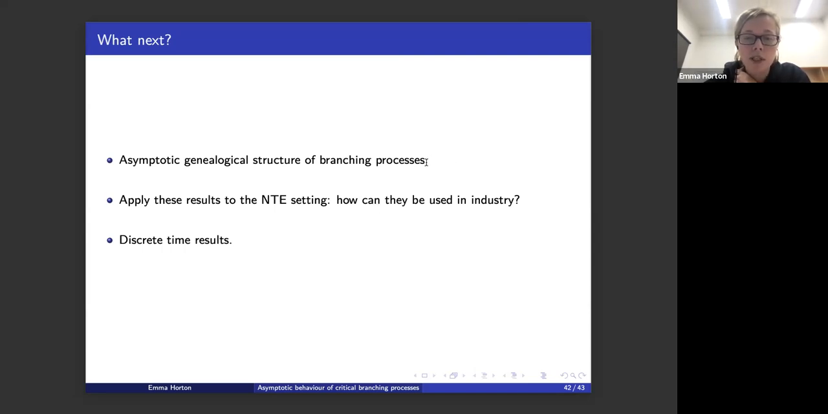We also have started, with Simon Harris, Andreas Kyprianou, and Ellen Powell, to look at the asymptotic genealogical structure of these critical branching processes. So we've shown that a many-to-few formula exists. And now we want to say, okay, if we condition the whole tree to be very large, what's the asymptotic structure of this tree? And we show it converges in particular to something like a Brownian CRT. And then recently we've shown the same thing holds in the discrete time results, which are equally important in this sort of nuclear setting.